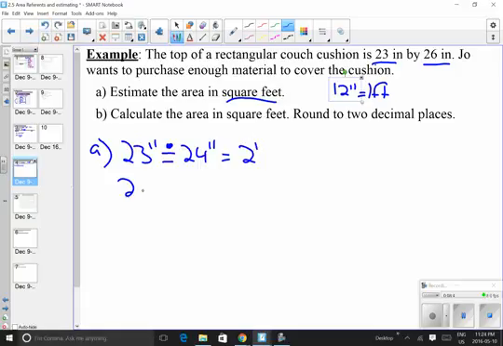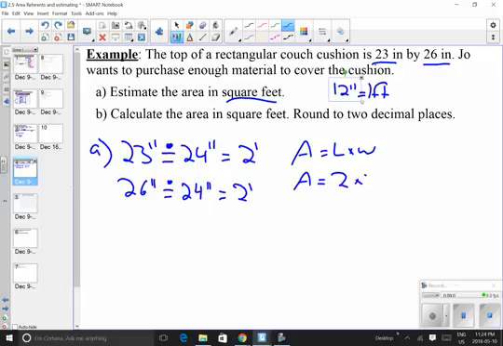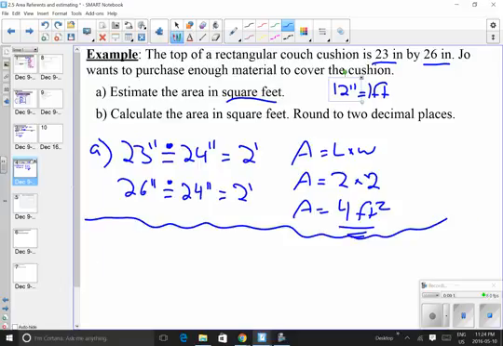And 26 inches, well, that's also pretty close to 24. I'm trying to pick nice numbers. I like to do easy math. Right, and that's, again, 2 feet. So my area, if I'm estimating, length times width, well, 2 feet times 2 feet, my area is 4 feet squared. Right, that's my estimation. So let's calculate it, see how close our estimating was.